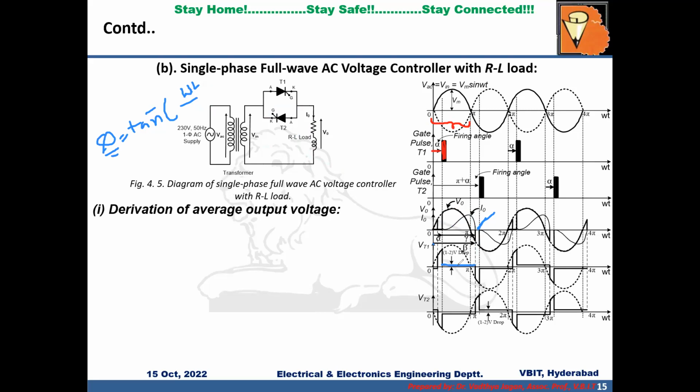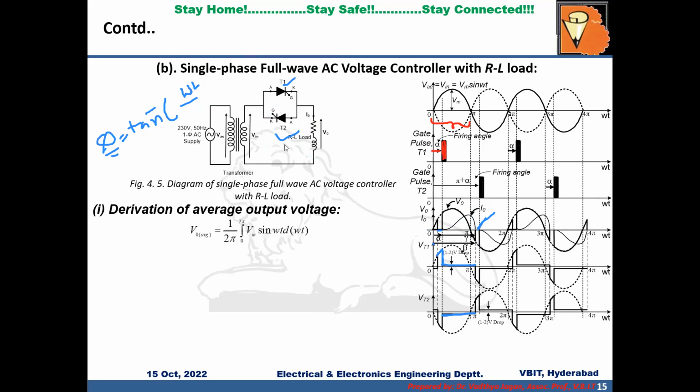So voltage across T1 will be 1 to 2 volts. But before alpha, it is blocking the forward voltage, right? And voltage across T2 is also 1 to 2 volts, but with negative polarity, because T1 and T2 are connected in anti-parallel. So it is minus 1 to 2 volts, right?